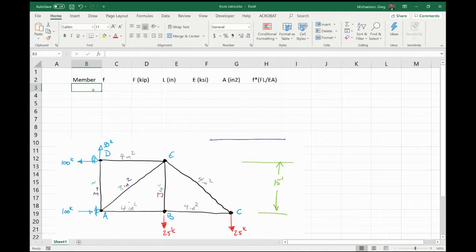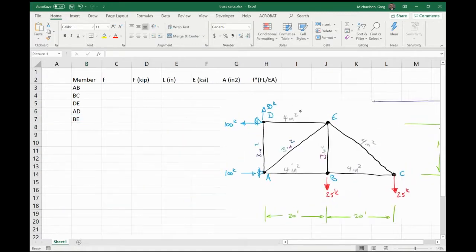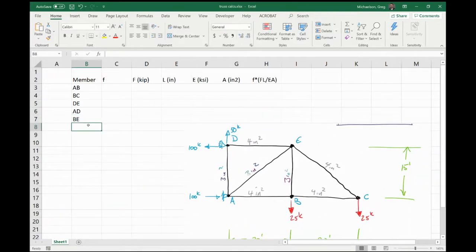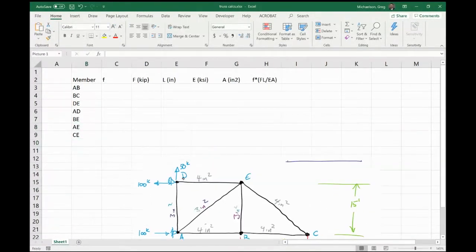So let's start off by just labeling the data that we know. So what are the truss members? We've got the horizontals. We've got member AB, BC, and we've got DE. So those are the 3 horizontal members. We've got the 2 vertical members, and maybe I'll stick this sort of over here. And we've got the 2 diagonals. We've got AE and we've got CE. Okay, so this truss had 7 members.